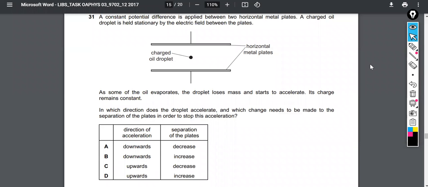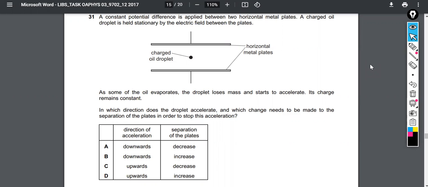All right, in this question, we're looking at a constant potential difference applied between two horizontal metal plates. A charged oil droplet is held stationary by the electric field between the plates. As some of the oil evaporates, the droplet loses mass and starts to accelerate. Its charge remains constant. In which direction does the droplet accelerate, and which change needs to be made to the separation of the plates in order to stop this acceleration?